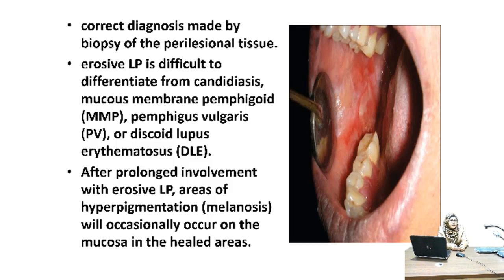Prolonged involvement with erosive lichen planus leads to hyperpigmentation. Melanosis will occasionally occur when the mucosa is in a healed area. The lichen planus area heals, then the lesion appears again, then heals again. It is chronic in this case, so hyperpigmentation will occur, and we see more melanosis.